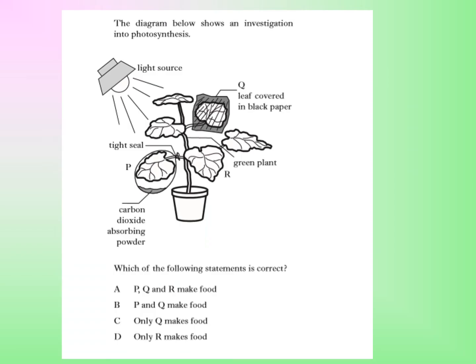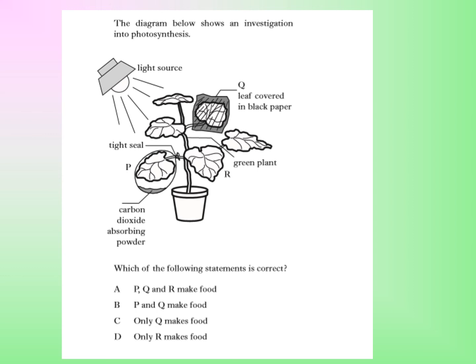So the diagram below shows an investigation into photosynthesis. So which of the following statements is correct? As you can see from the diagram, we've got P, R and Q. These leaves have been treated differently. Q is covered in black paper. P has got a carbon dioxide absorbing powder. Now if you absorb carbon dioxide, that means you remove it. Okay, and R has not been treated.